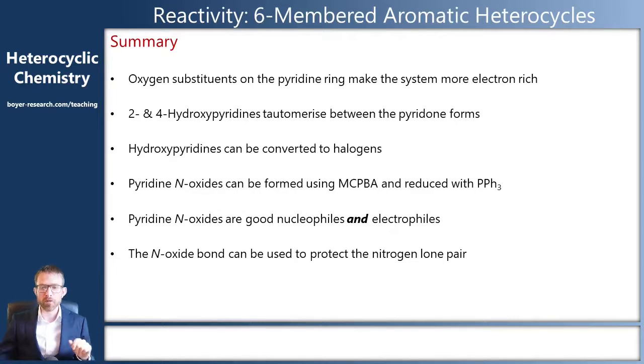So, overall, we've seen that addition of an oxygen substituent, an OH, makes the system more electron rich, but if that's in the 2 and the 4 positions, this lets us enter 2 different tautomers where we get the hydroxy and the carbonyl forms. We can convert OH groups to the corresponding halides using a phosphorus halide reagent. And we can also have an oxygen on the nitrogen. We can oxidize pyridines with MCPBA to give the pyridine N-oxide, and we can reduce them back to the pyridine with triphenylphosphine.